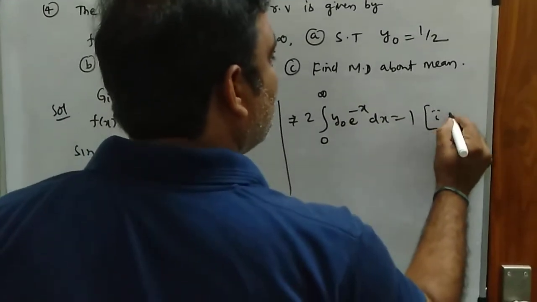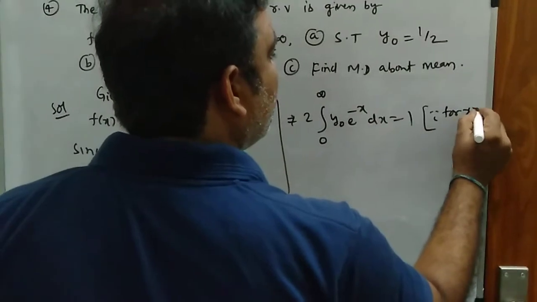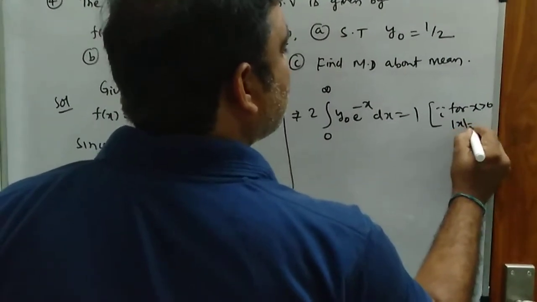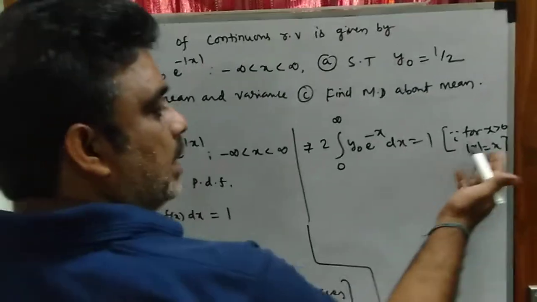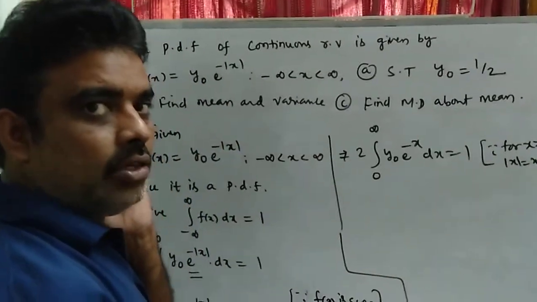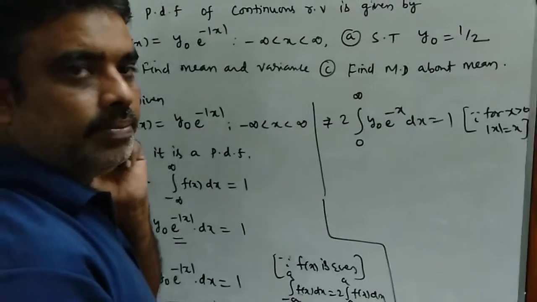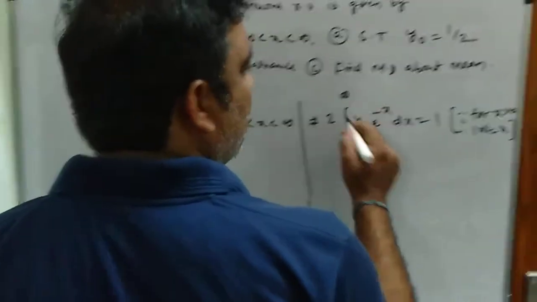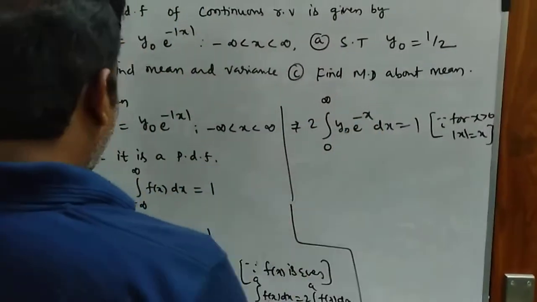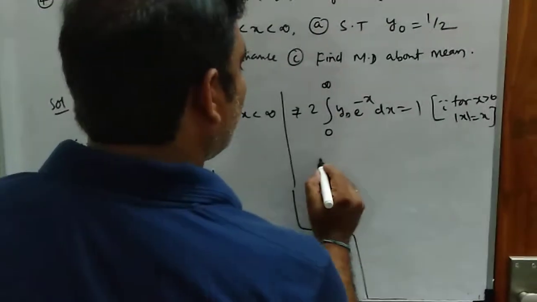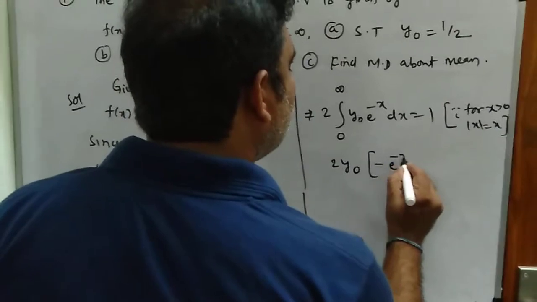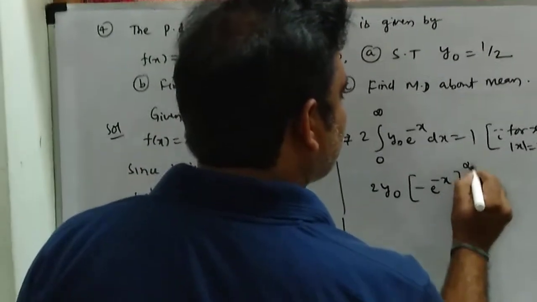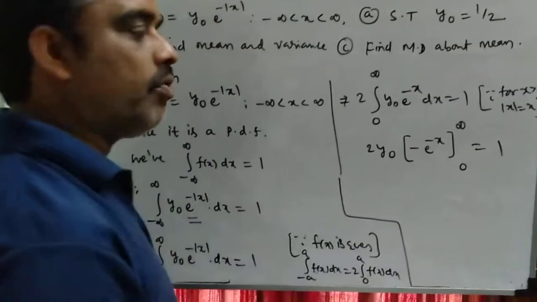What is the condition? For x greater than 0, mod x is same as x. Am I right or not? X greater than 0, mod x and x both are same. X less than 0, then mod x is equal to minus x. So here 0 to infinity means it is a positive interval, so mod x can be replaced by x. So 2 y naught into the integration of e power minus x, which is minus e power minus x, between 0 and infinity, is equal to 1.